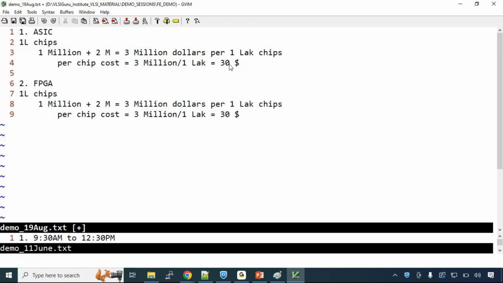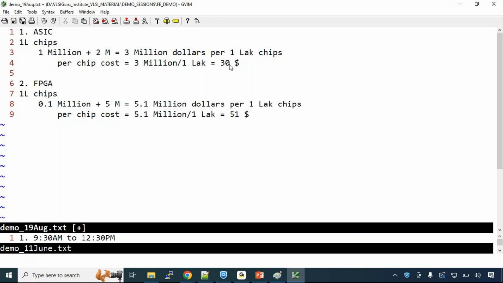Whereas if I use the same thing in FPGA, initial investment is how much? 0.1 million, right? 1 lakh is how much? 0.1 million. Plus how much per chip? $50, and 1 lakh chips will become 5 millions. $50 into 1 lakh will become 5 million. So this is $5.1 million. 5.1 divided by 1 lakh will come to $51. Each chip on average will cost me $51. So now tell me, when I do my assessment, which one should I choose as a company? ASIC. I'll go with ASIC.